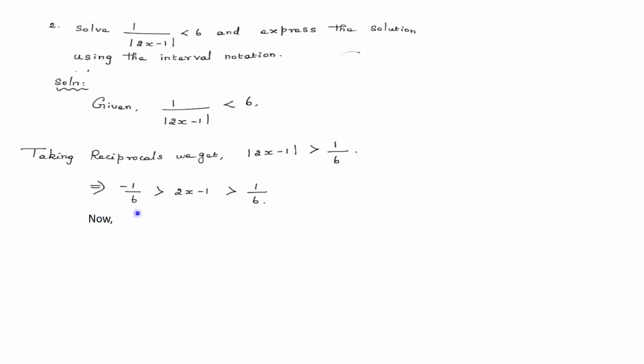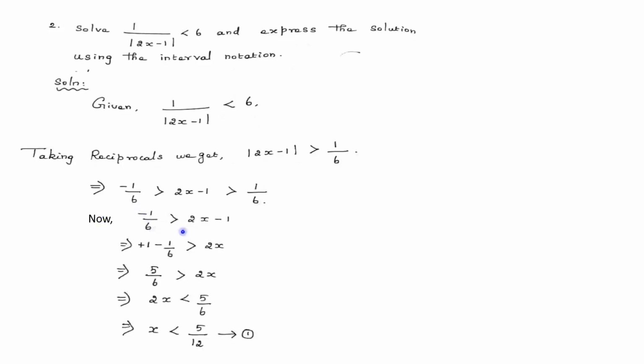Now we are going to take these first two terms alone, that is minus 1 by 6 greater than 2x minus 1. From this we are going to find the x value. So this minus 1 come this side, plus 1 minus 1 by 6. There is no denominator means you have to consider that as the 1. So after taking the LCM of these two terms, you have to cross multiply these two values. That is 1 into 6 means 6 minus 1 into 1 means 1. So 6 minus 1 means 5 divided by the LCM is 12 is greater than 2x.